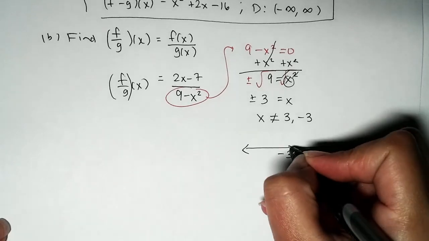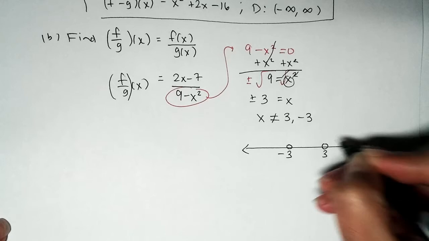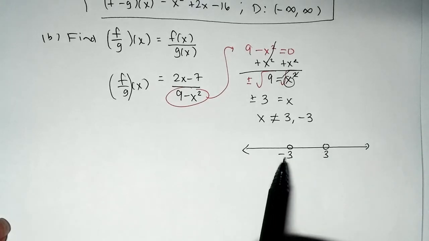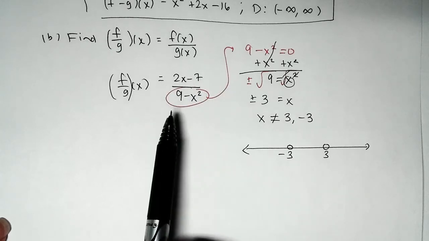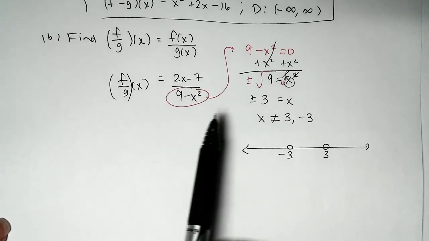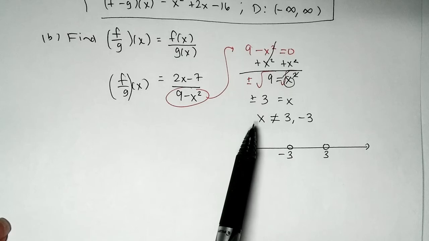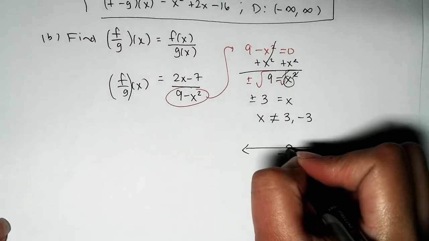So we're going to do open circles. x cannot equal 3 or negative 3. What did we say the domain was? The domain of a rational function is the set of all real numbers except for those that make the denominator 0. So we're going to graph the entire number line with the exception of these two.